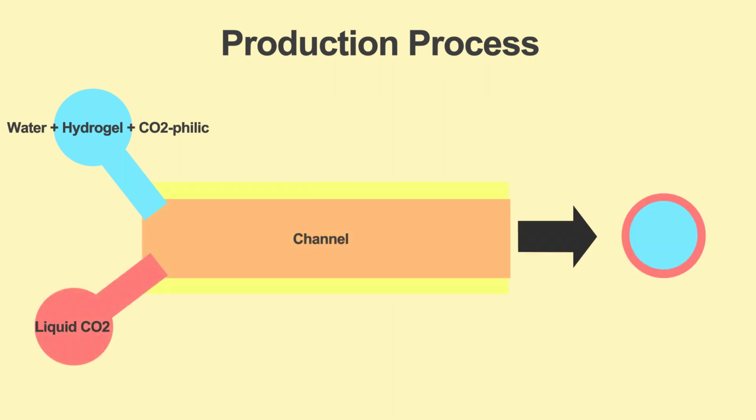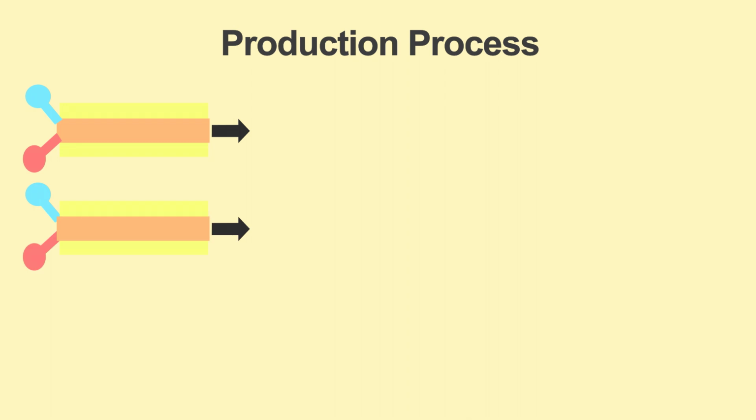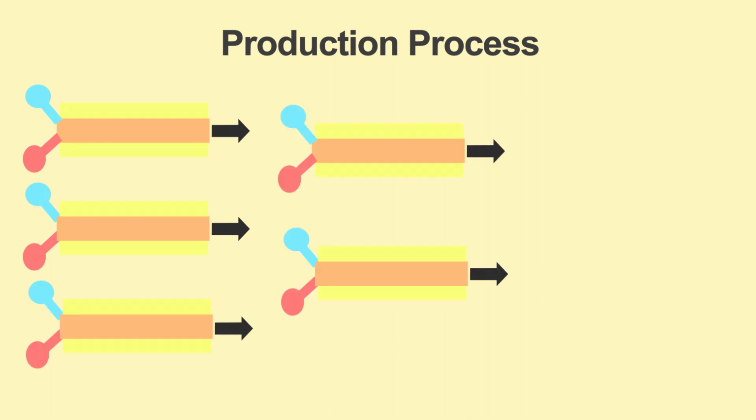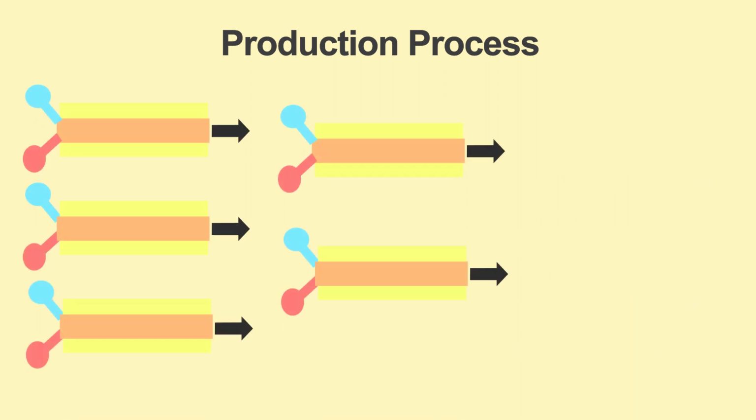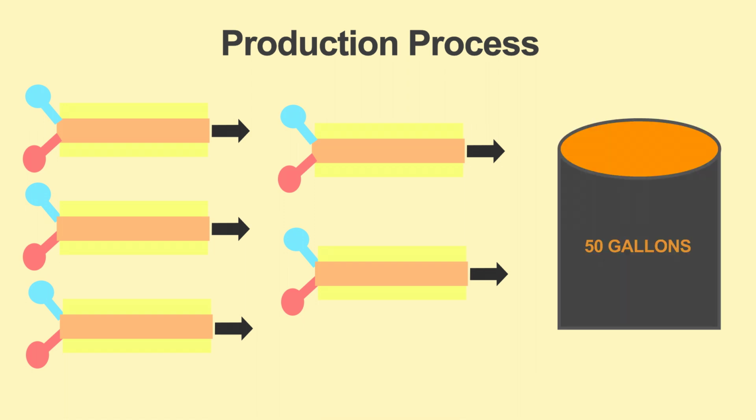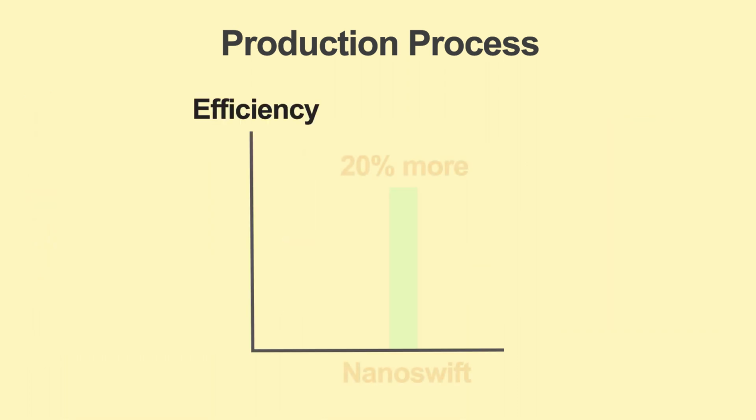In the production process, the water hydrogel emulsion and CO2-philic coating are mixed with liquid CO2 in the channel to form stable microdroplets. Using the parallel generator array with Penn's microfluidics technology, we can generate 1.5 liters of microdroplets per unit per hour. With 5 units run in parallel, we can easily generate 50 gallons of microdroplets per day, tailored to meet industrial requirements. Our solution can extract up to an estimated 20% more oil compared to the current industry standard water alternating gas process.